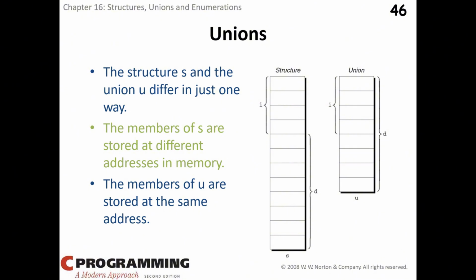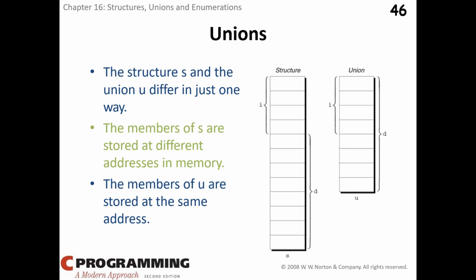So, based on our previous examples, the structure S and the union U, while they both contain members I and D, their memory allocation differs significantly. For a structure S, each member is allocated its own space in memory. This means that I and D have distinct memory addresses, and as a result, any changes made to one member will not affect the other.